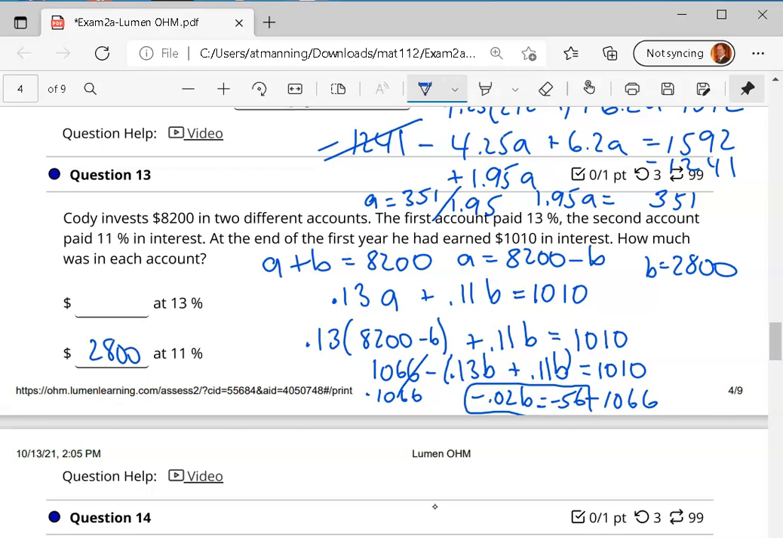Now the A part is easy because I know that A plus B equals 8200. So 8200 minus 2800 will give us whatever A is, right? Because A is 8200 minus B. Well, do subtraction. 12 minus 8 gives us 4. 7 minus 2 gives us 5. 5400.